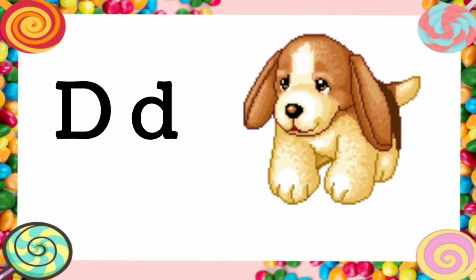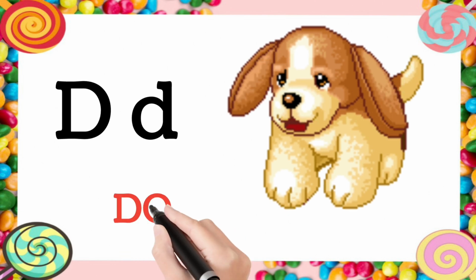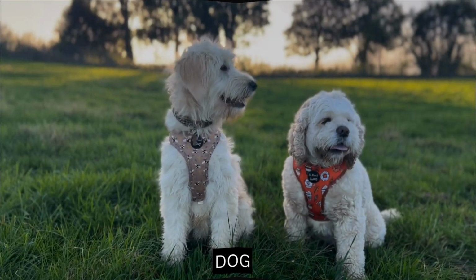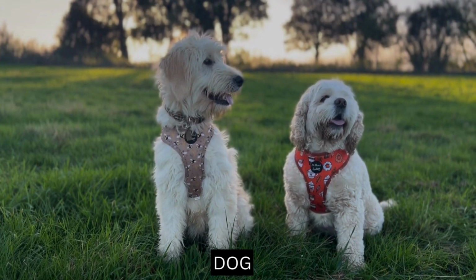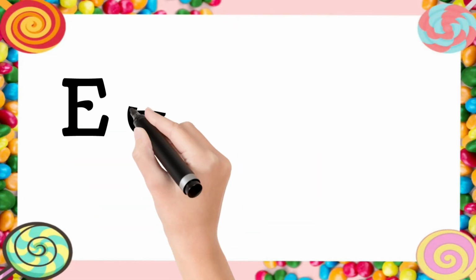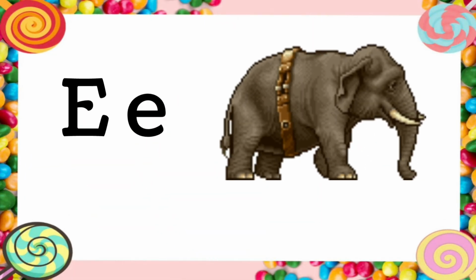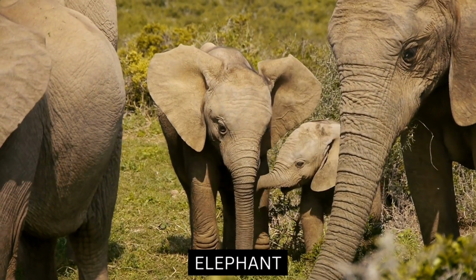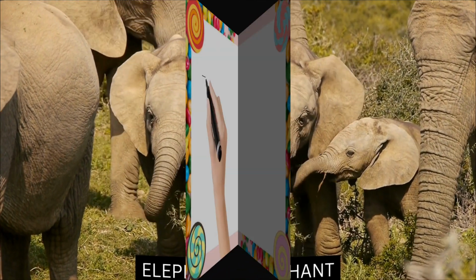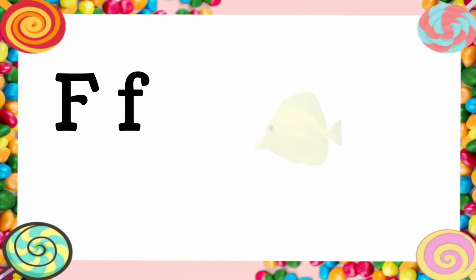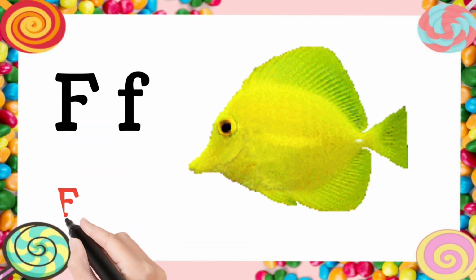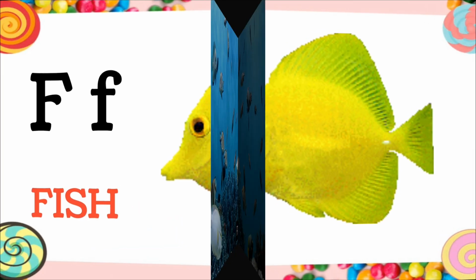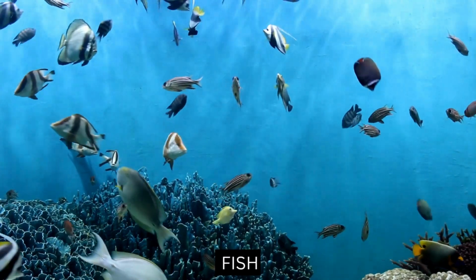D. D is for dog. Dog. E. E is for elephant. Elephant. F. F is for fish. Fish.